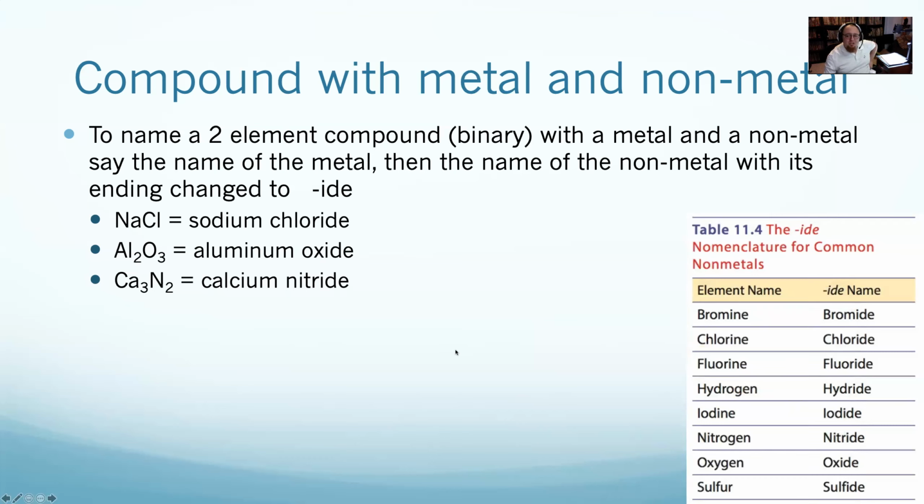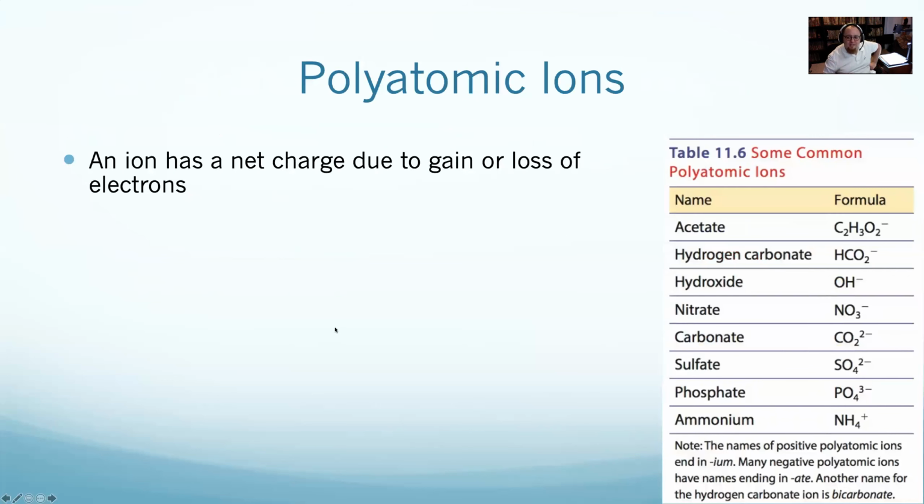If you have more than two elements, say a metal and a non-metal and something else, another metal or another non-metal, anytime there are more than two elements and at least one of them is a metal, that's going to mean there's something called a polyatomic ion. If there are more than two elements and they're all non-metals, don't worry about it yet.